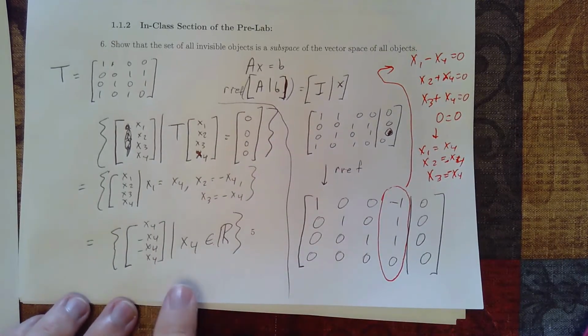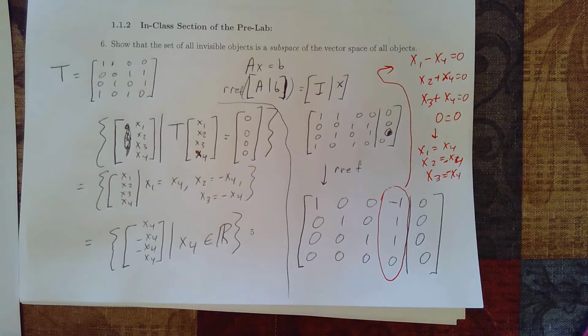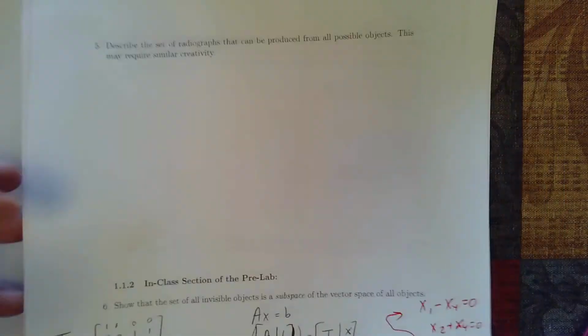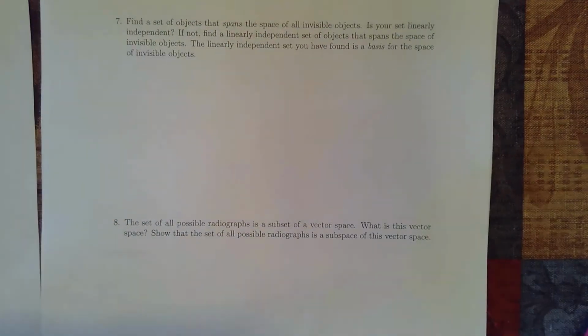And so this would describe any possible invisible objects, objects who, when we transform them, put them through the radiographic transformation, end up giving us a 0 output. And so the next question is going to ask us to find a set of objects that spans the set of all invisible objects.